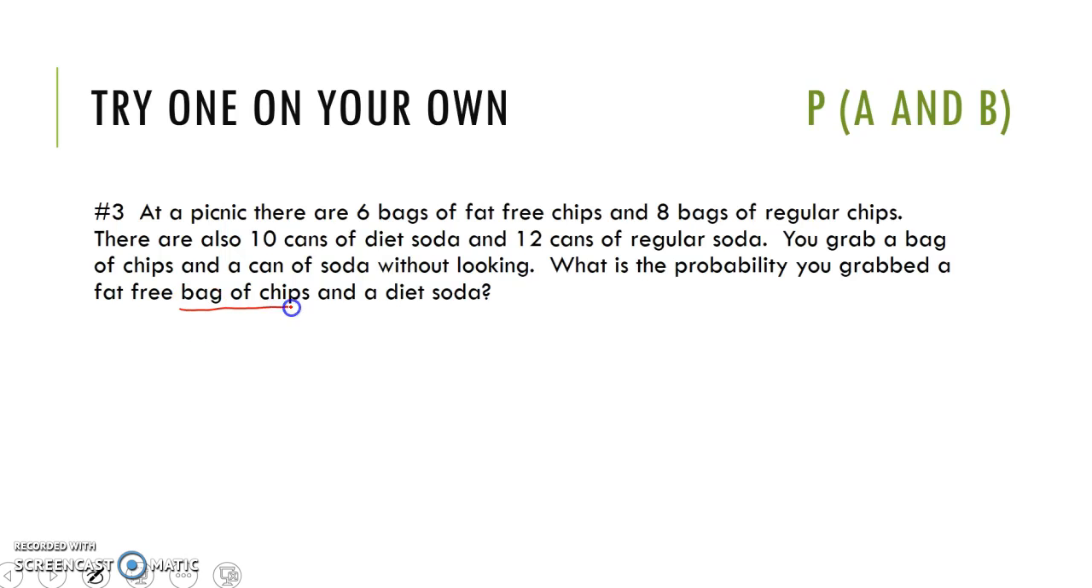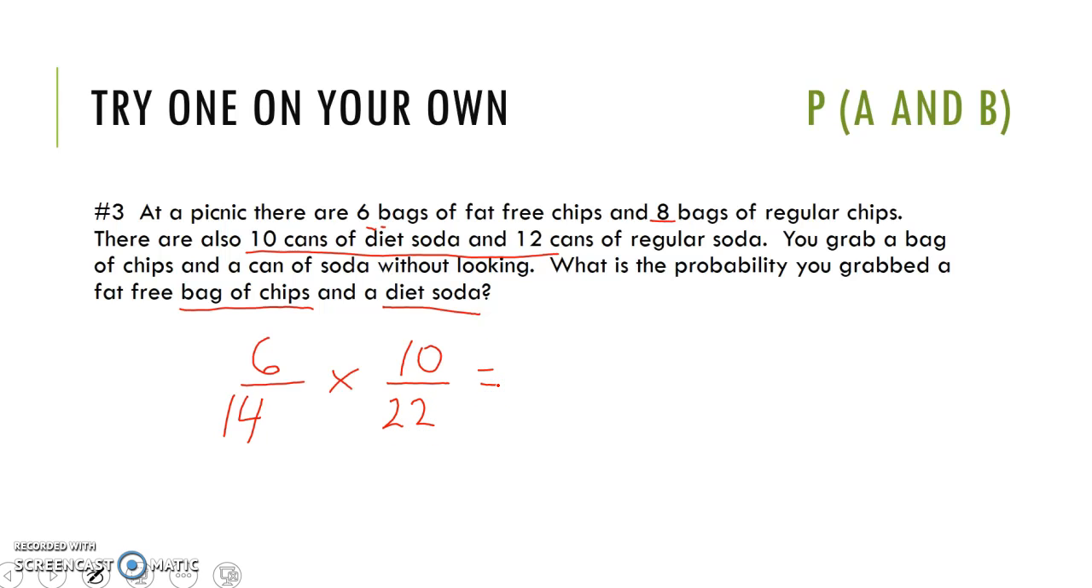Well, let's first do the probability of grabbing a fat-free bag of chips. There are 6 successful bags of chips if you want it to be fat-free, out of a total of 6 plus 8 bags. That's out of 14 bags. So that's the probability of the first event. The probability of the second event, that you chose a diet soda, would be 10 successful diet sodas out of a total of 10 plus 12, 22 sodas. So we're just going to multiply those together.